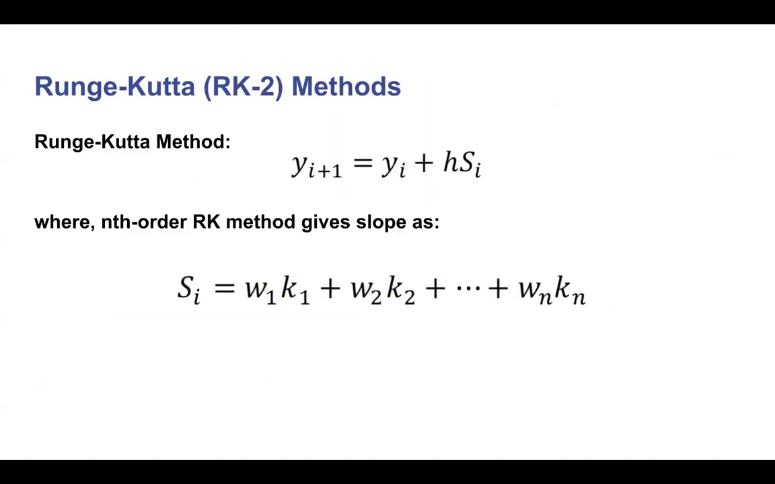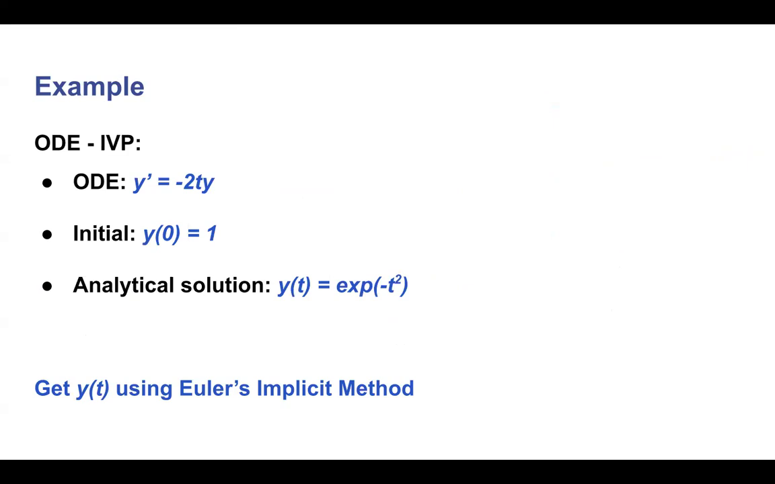Okay, so let's try to solve this method. Using this method, let us try to solve the same question. That is, y dash is equal to minus 2ty. At t equal to 0, your y value is equal to 1. And the actual solution is y of t is equal to exponential of minus t square. So let me share Matlab.